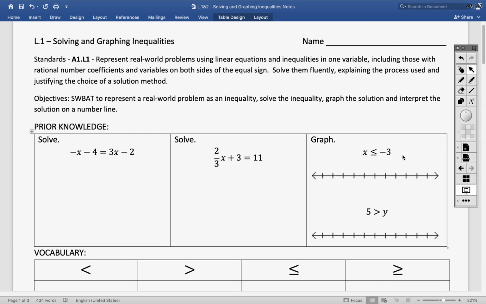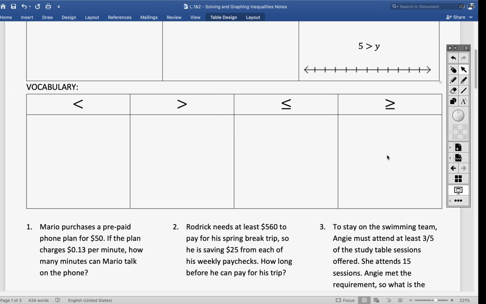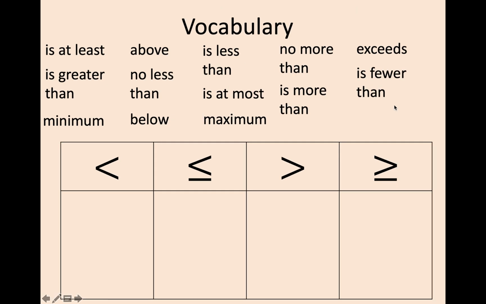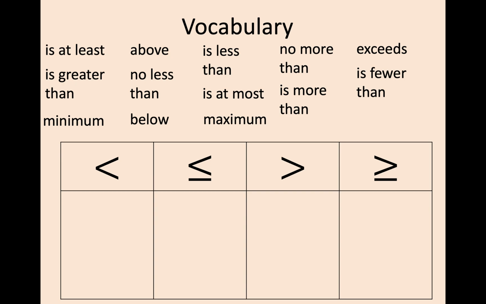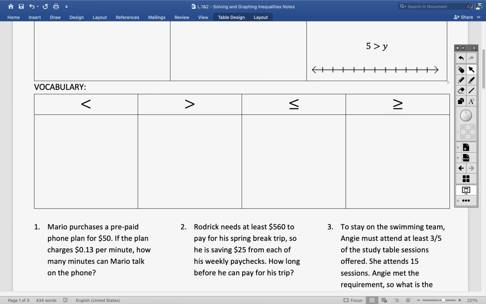Some of the vocabulary we need to look at is because we're looking at word problems. So looking at this vocabulary, we have these 4 symbols. These 4 symbols we are going to drop. I'm going to change the order of our symbols so that they match our graph.